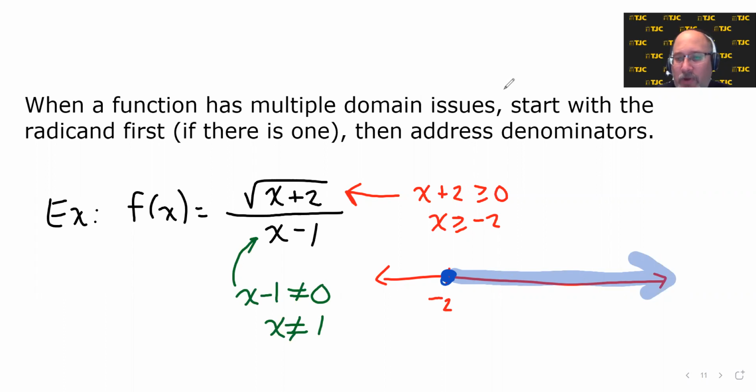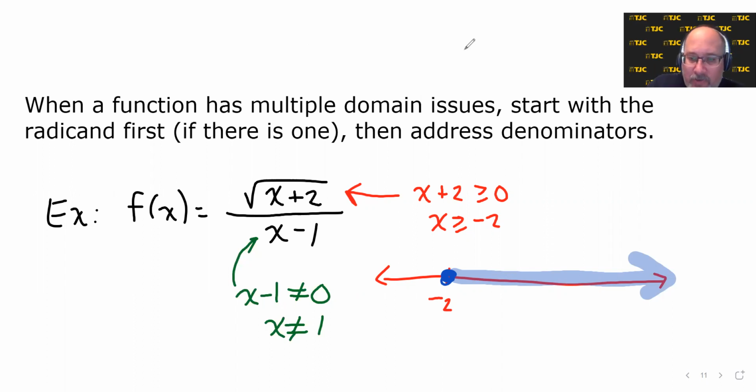Well, look at the blue number line that I shaded. It went right through the number 1 and includes it. So I have to adjust this domain to reflect the denominator's issue. I cannot include positive 1 in this domain. So how do we do that? Well, it's actually pretty simple.